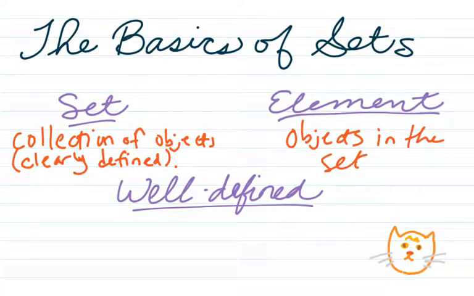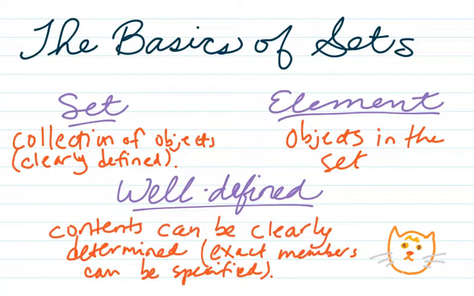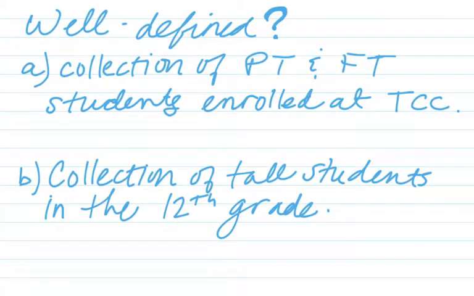For a set to be well defined, that means that its contents can be clearly determined, that its exact members can be specified. So the set of my cats is a well-defined set because it has 3 elements that are clearly defined. I do not own or have any other cats, and so that set is well-defined. Let's look at a couple of examples and see if they are well-defined.